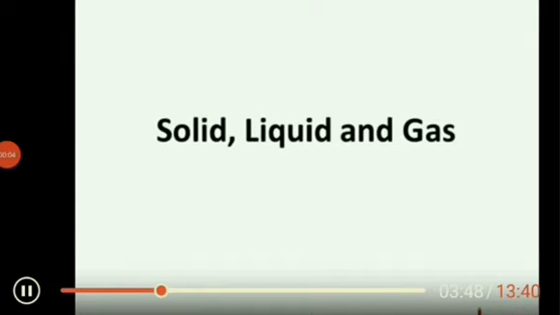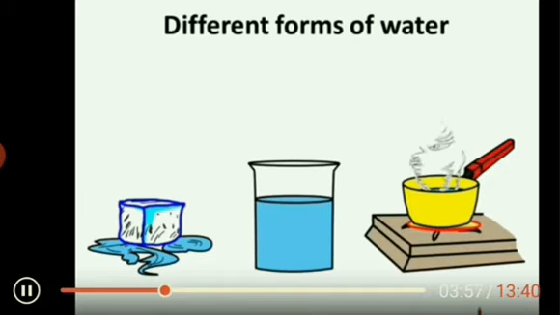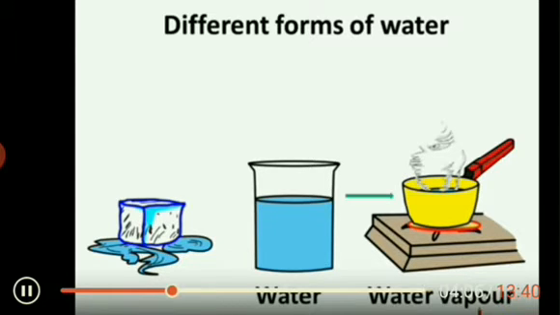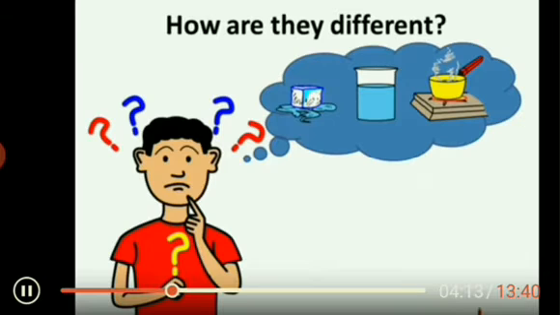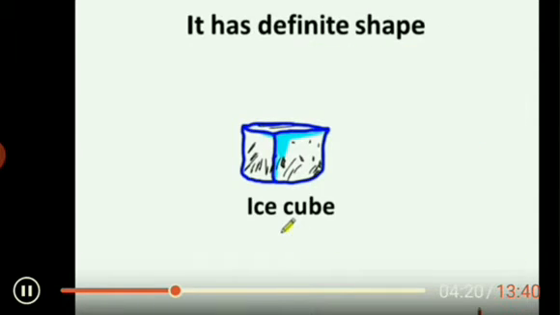States of matter. Matter is anything that has mass and occupies space. Matter can exist in three physical states: solid, liquid and gas. We already discussed different forms of water. In the middle it is water. On heating, water changes into water vapor. On the other hand, water on freezing changes into ice.